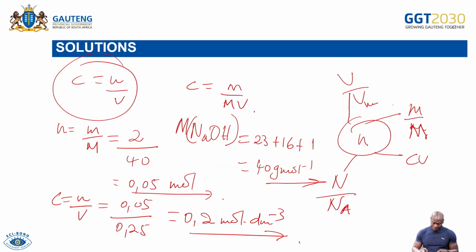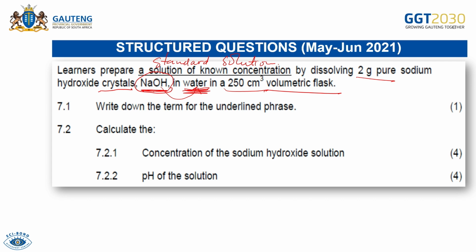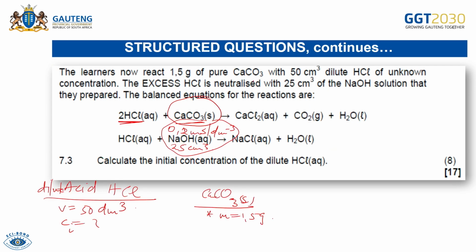All right. So let's check another question here. Maybe before we move to another one, I want to check something here. So here we are having 50 cubic decimeters of dilute hydrochloric acid of unknown concentration. Then the excess is neutralized with 25 cubic centimeters of sodium hydroxide solution that they prepared. So I want to check something here. Okay, yeah, I think this is what we're supposed to do.